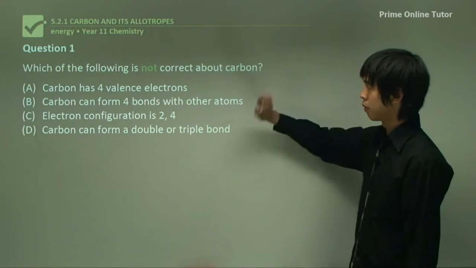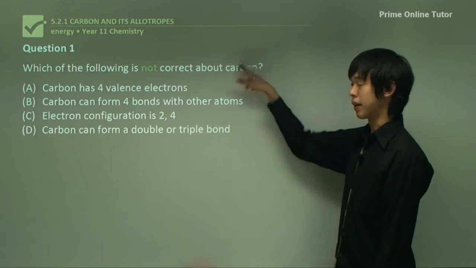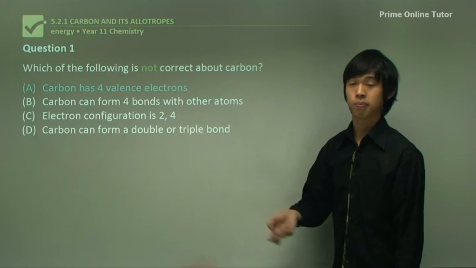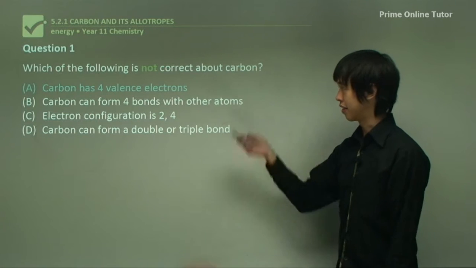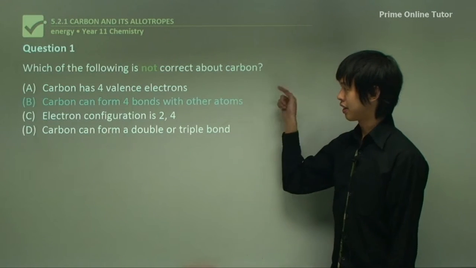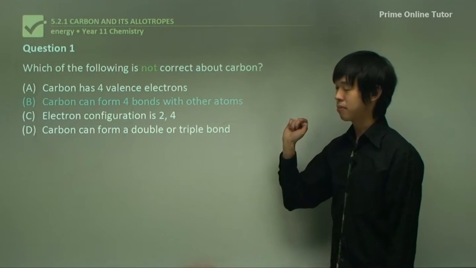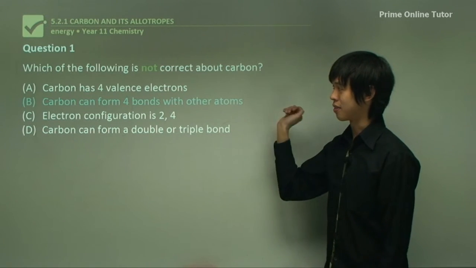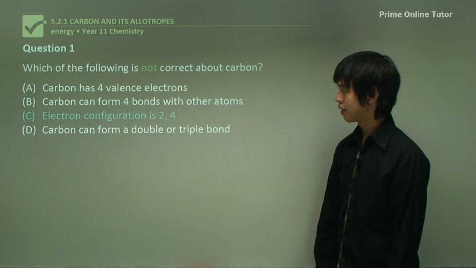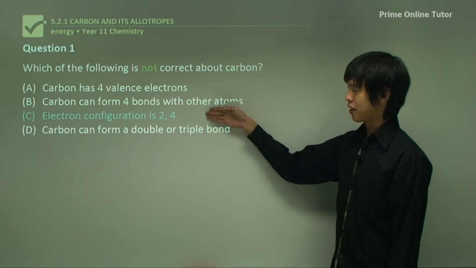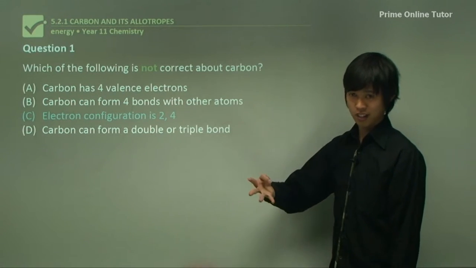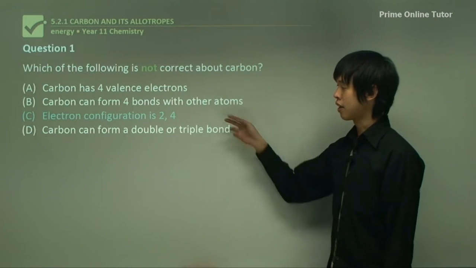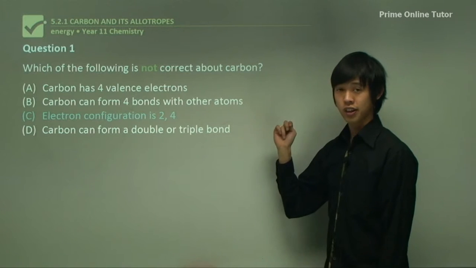So question 1, which of the following is not correct about carbon? So carbon has 4 valence electrons. Okay? We know this to be true, so this is not the correct answer. Carbon can form 4 bonds with other atoms, again, because it has 4 valence electrons. We know that this is also true, so it's not correct. Electron configuration is 2 in the first shell and 4 in the second shell. Again, we know this is true because its atomic number is 6. So this is not the correct answer.